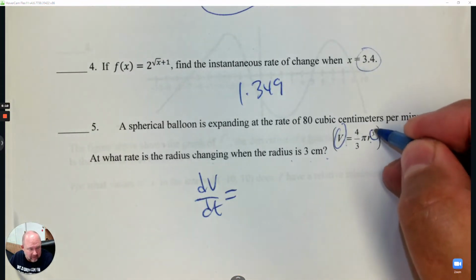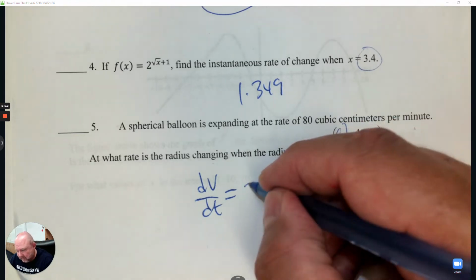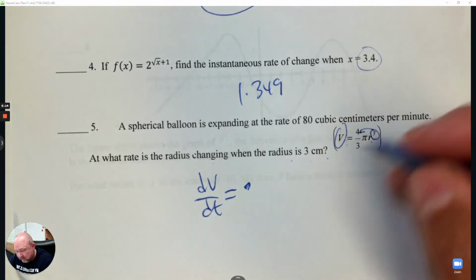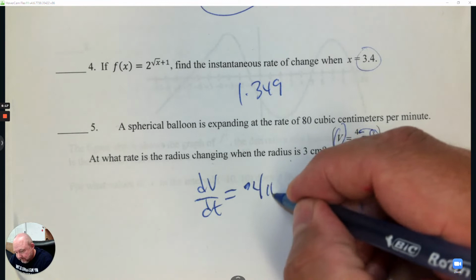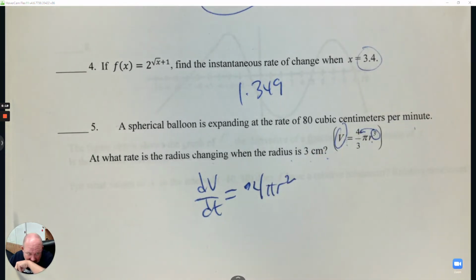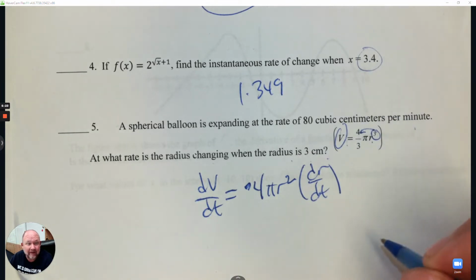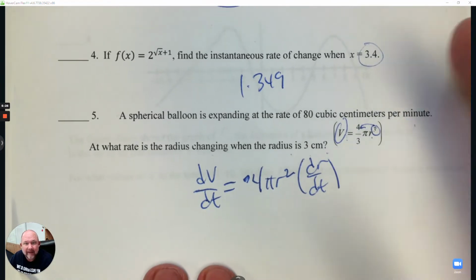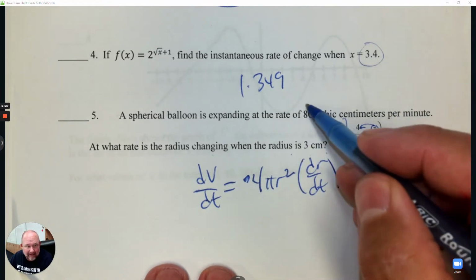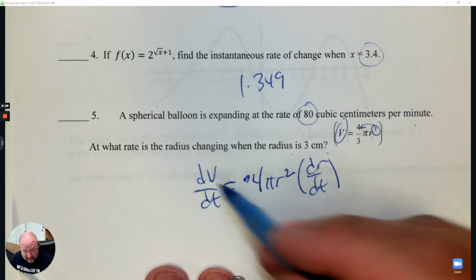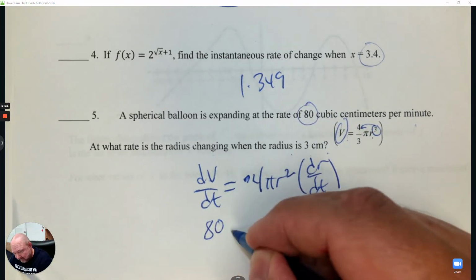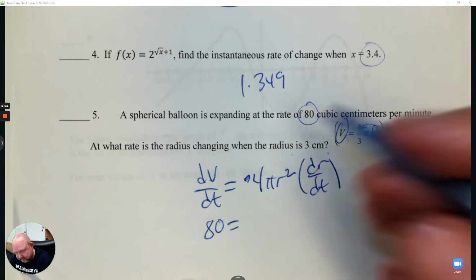We're going to take the exponent times 4/3. That's the 3's cross out, so it's 4. Subtract 1 to the exponent, it's 2. But it needs the hook, dr by dt. This is a related rate. Then plug in the values. So 80 cubic centimeters per minute is the volume. That's the rate the volume's increasing.